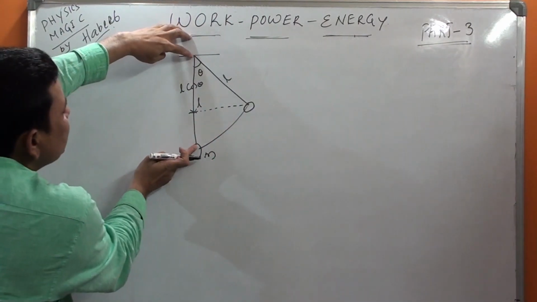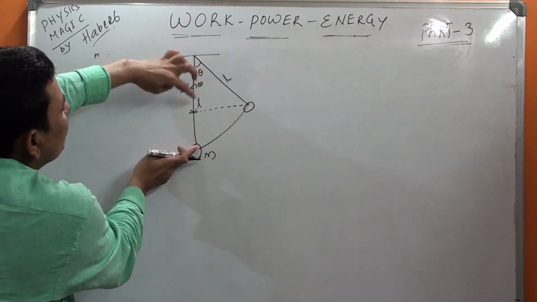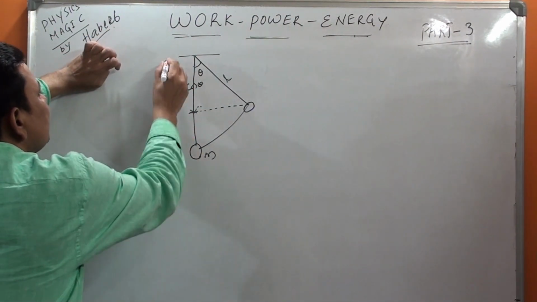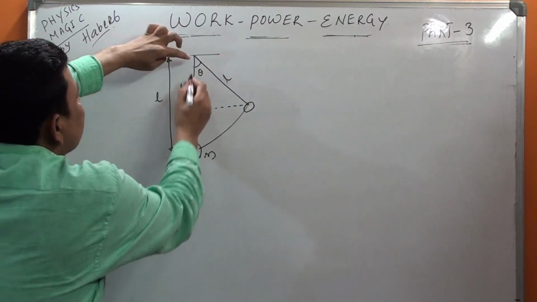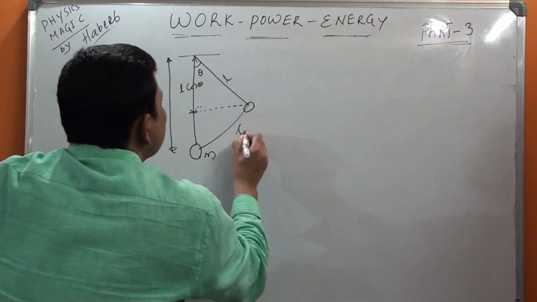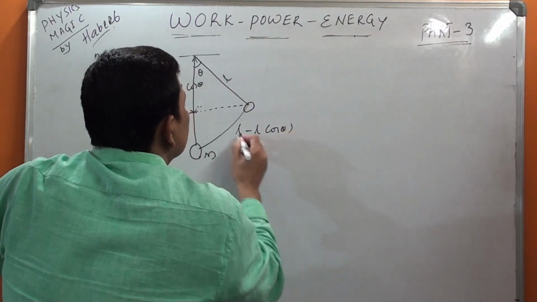So total from here to here is L. But here to here is L cos theta. But we need only this height. It is L minus L cos theta.